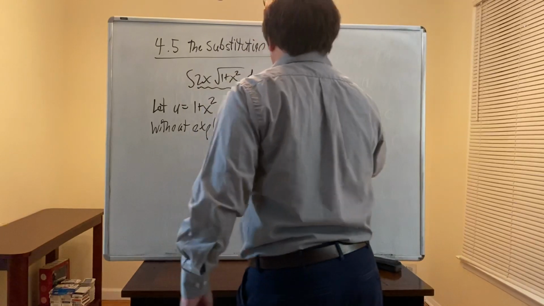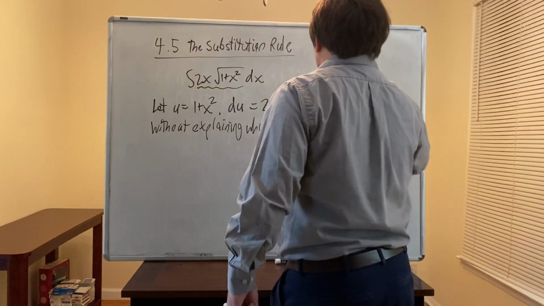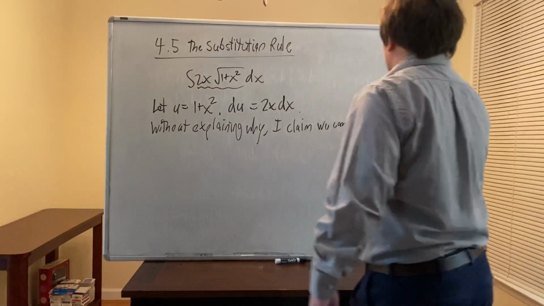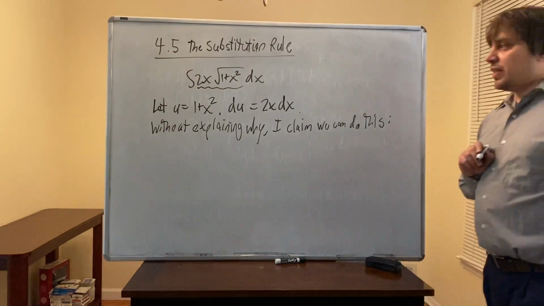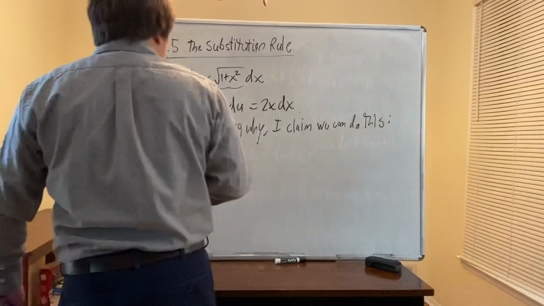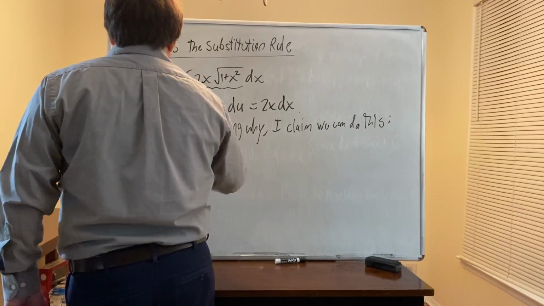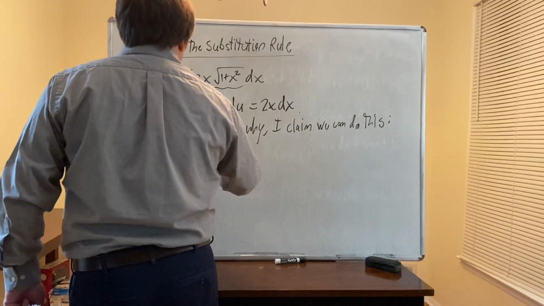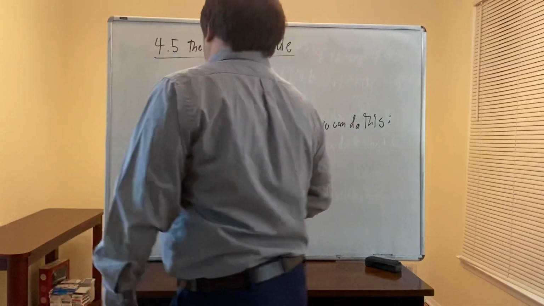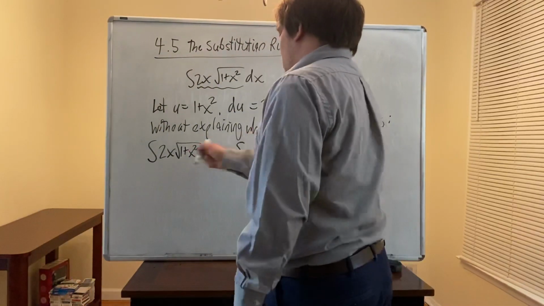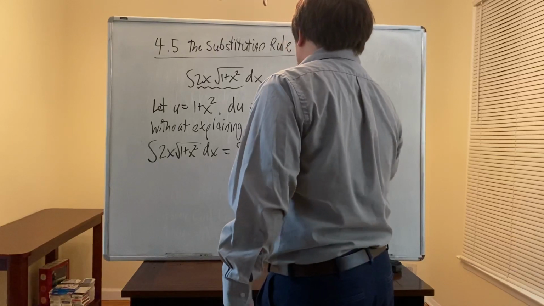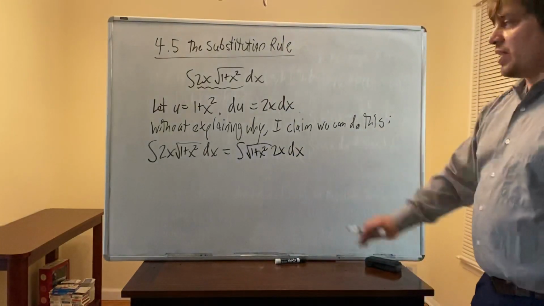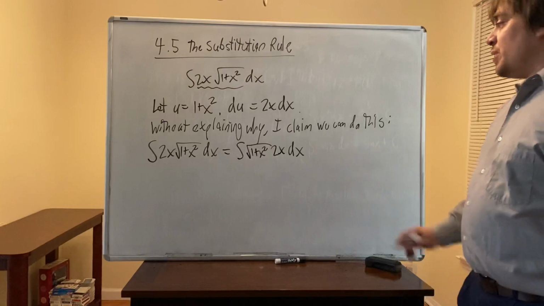I claim we can do the following. Okay, so what I want you to do is just believe me. If you take the integral of 2x times the square root of 1 plus x squared dx, first, this doesn't require much belief. I'm going to move the terms around: square root of 1 plus x squared times 2x dx. I just move it around. That's not where the belief part comes in. This is where I want you to believe.